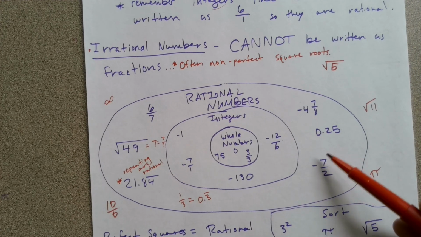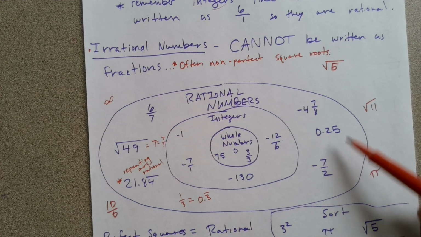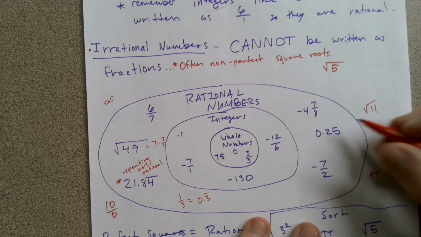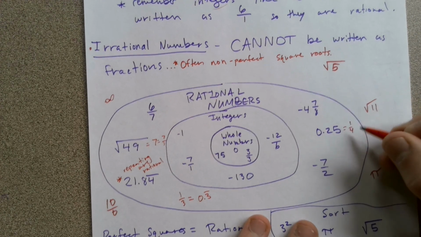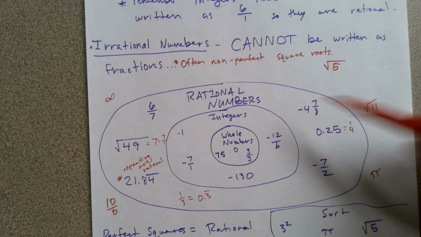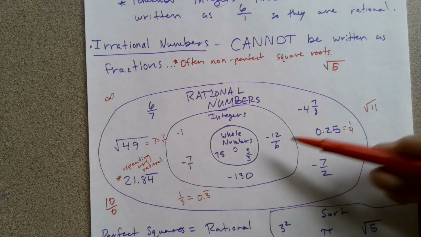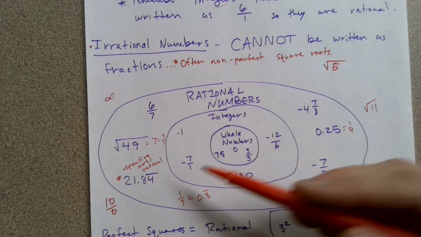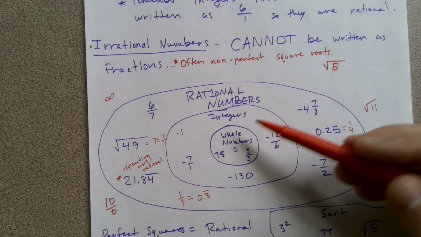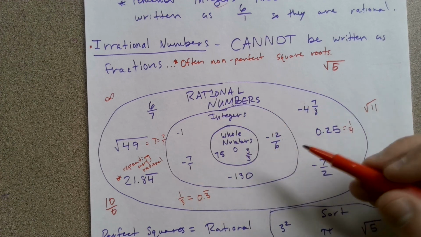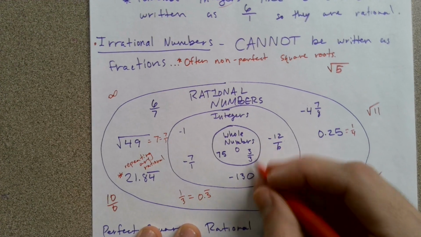Other things, we got our negative 7 over 2, obviously a fraction. 0.25, we talked about that earlier. That's the same as 1/4, fraction, fraction. Our integers within, these can all be written as fractions. We can put them over 1, or they can already be over something else. And our whole numbers in the middle also can be fractions. Put them over 1, or they already are.